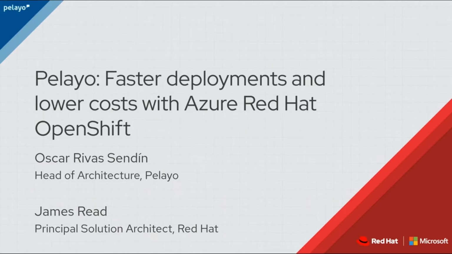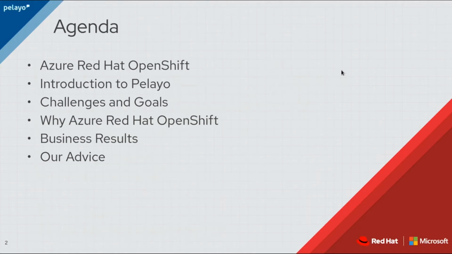My name is James Reed, I'm the Principal Solution Architect at Red Hat, but in this session you're mostly going to be hearing from Oscar from Pelayo, a customer who's deployed Azure Red Hat OpenShift today in production. You'll hear from Oscar about their story of adopting and using Azure Red Hat OpenShift for running their production applications. So without further ado, let's get started into today's session.